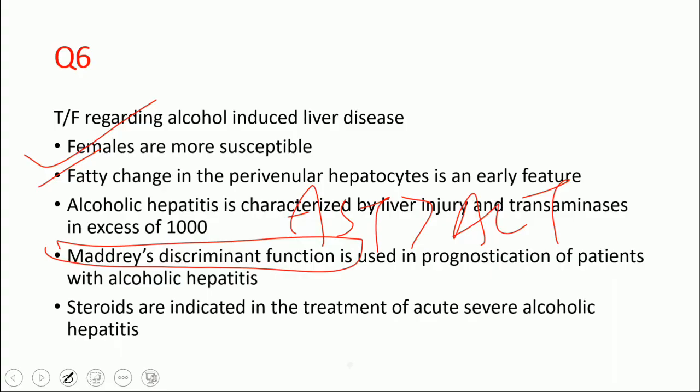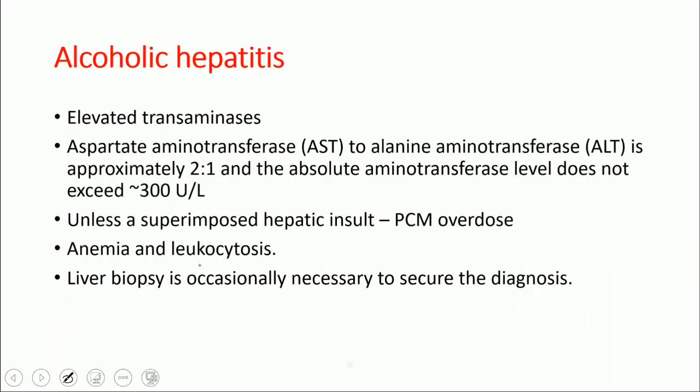And if the Maddrey's discriminant function is above a certain score, we use steroids, right? So in acute severe alcoholic hepatitis, we use steroids, and there is a cutoff of this discriminant function. If it is above that, steroids have a benefit, and we give steroids. So Maddrey's discriminant function is a guide to therapeutics. It tells you the indication to give steroids, and it is a prognostic tool as well. Right. So that is about that.